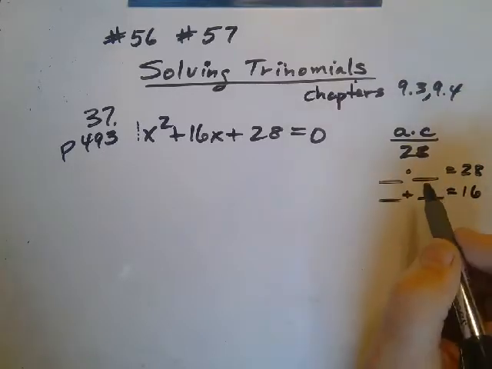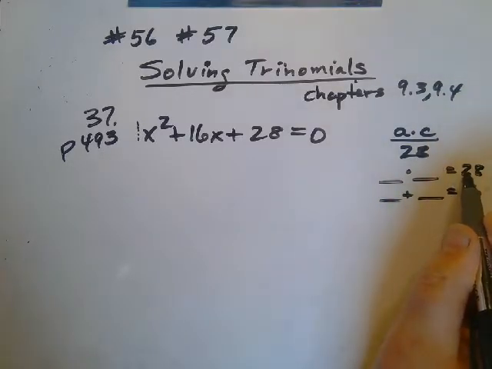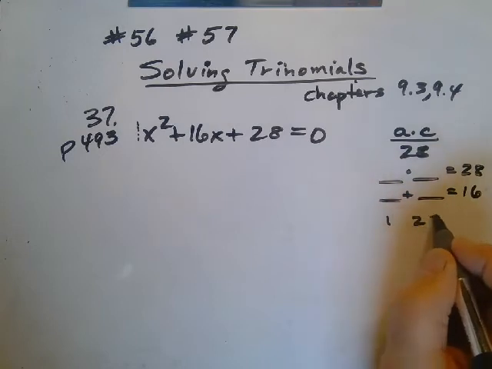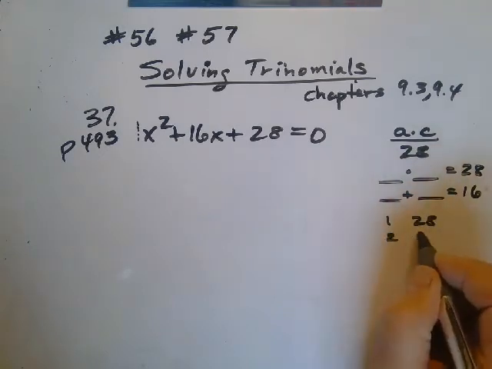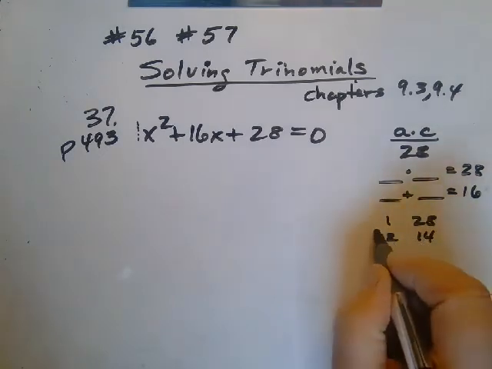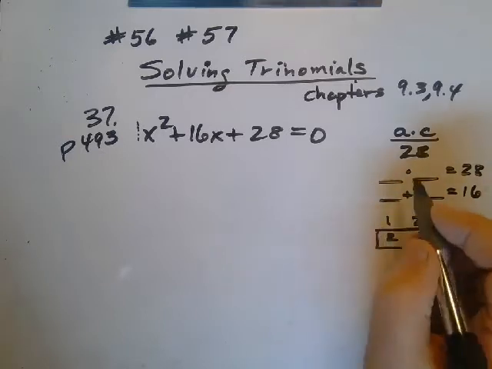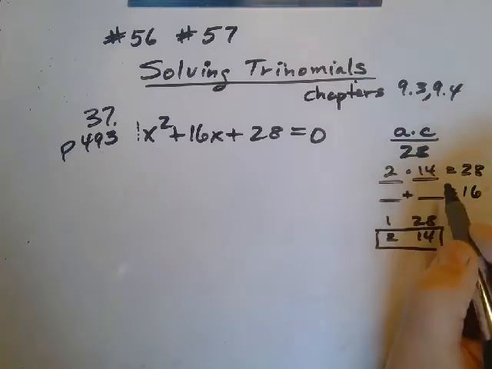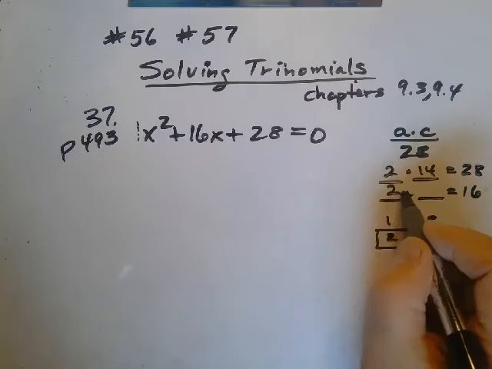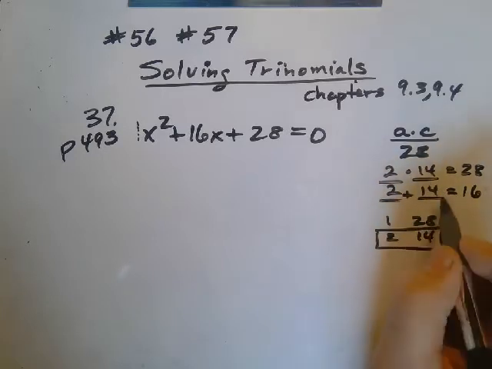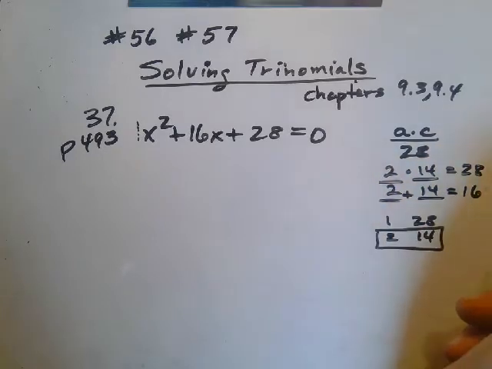So let me think of all the possible combinations of 28. Well, there's 1 times 28. There's 2 times 14. Oh, that looks like it right there. 2 times 14 will give me 28, and 2 plus 14 will give me 16. So my two numbers are 2 and 14.